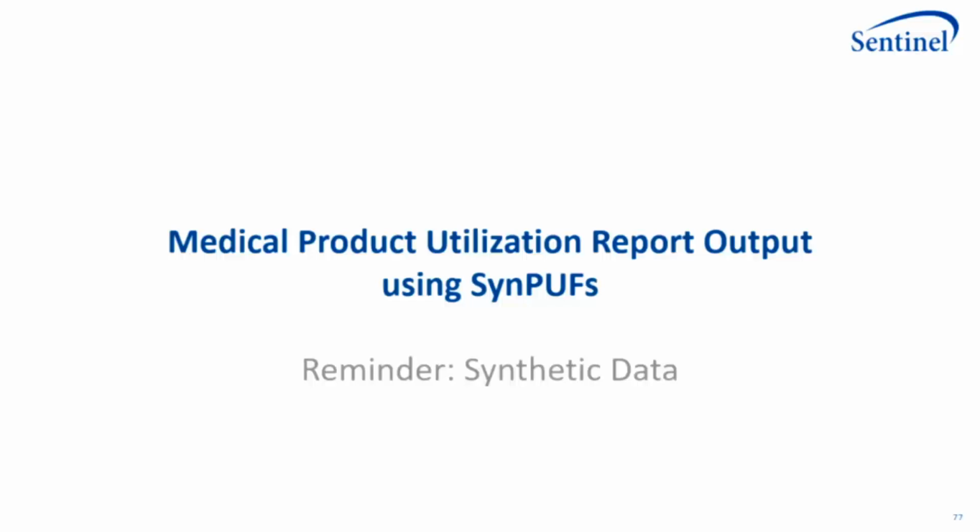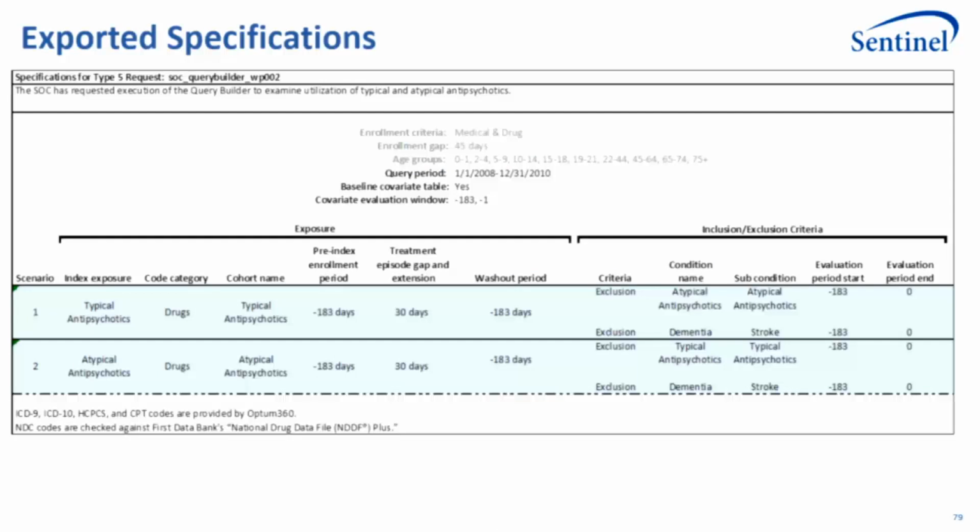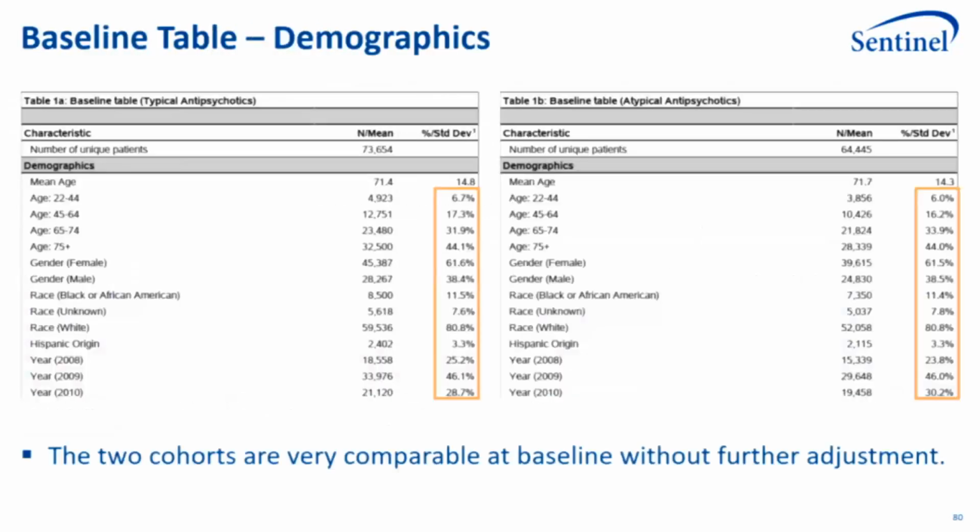With, again, a disclaimer reminder, this is synthetic data. So we're not actually going to think about it like it's a real study. We're just walking through this for the purposes of training. And so when you use the query builder, we export a design diagram per scenario. We also will export something like our specifications table. This is what our actual specifications look like. We're working on our format for exporting now, but you will always get these two components. Again, the main objective here is the transparency and the ability to reproduce what was actually done.